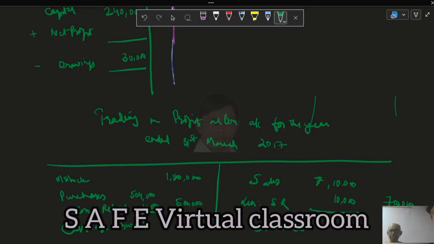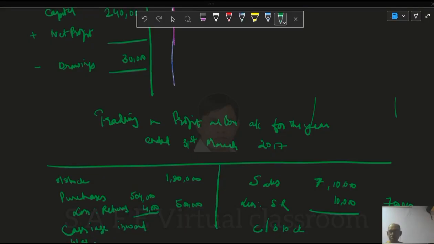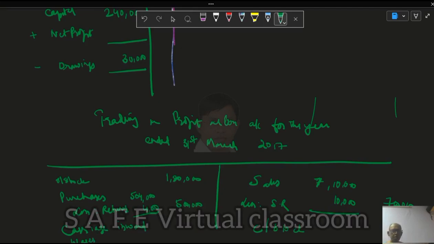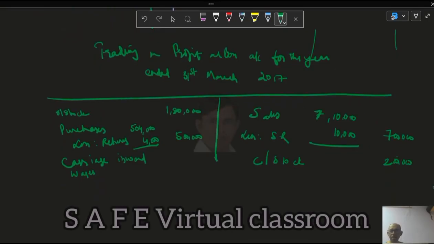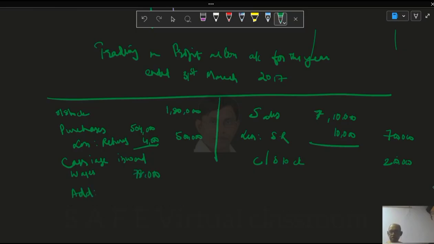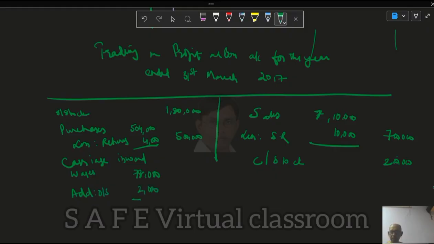Carriage inward will come here. Nothing is there, just leave it. Wages is there. What is the wages? Wages they've given us is 78,000. And there is outstanding, we have to add 2,000. So 78,000 plus 2,000 is 80,000, so it has to come like this.